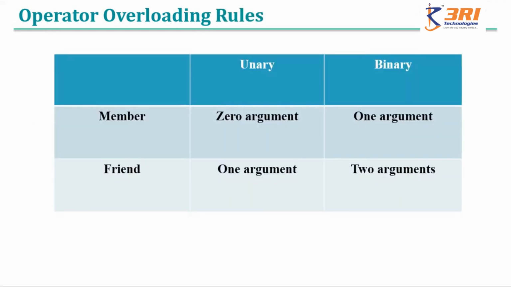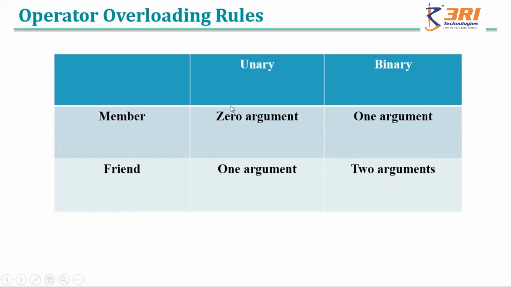You have to take care of certain rules while writing an operator overloaded function in C++. You can implement an operator overloaded function either as a member function of a class or as a friend function. If you are overloading a unary operator as a member function of your class, the operator overloaded function should not take any argument. If you are overloading a binary operator as a member function of the class, the operator overloaded function should take one argument.